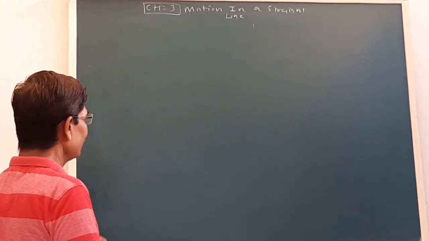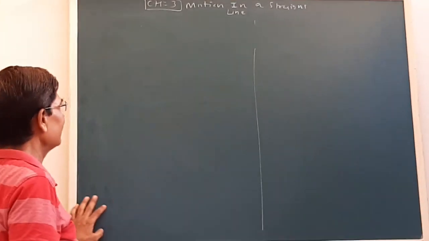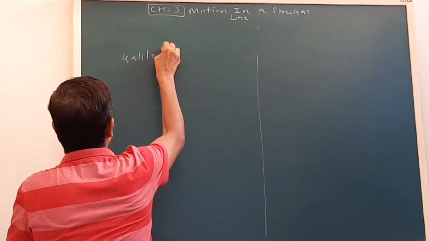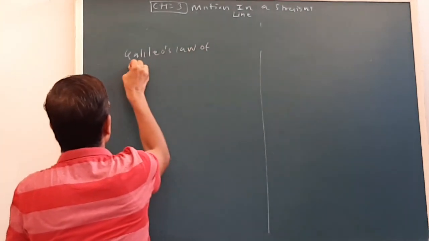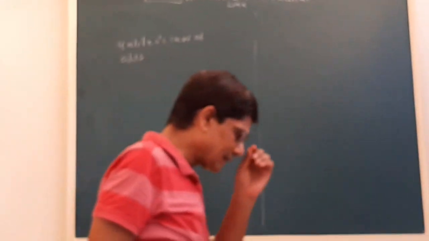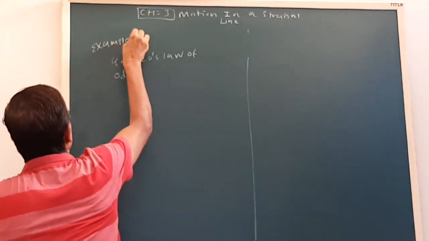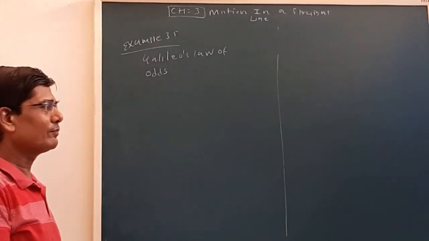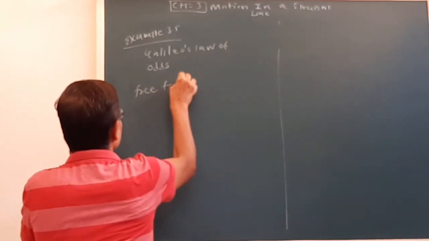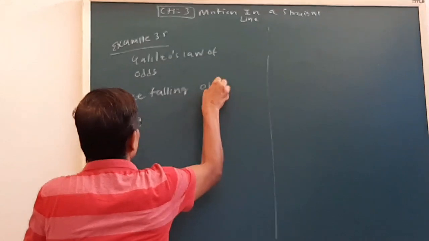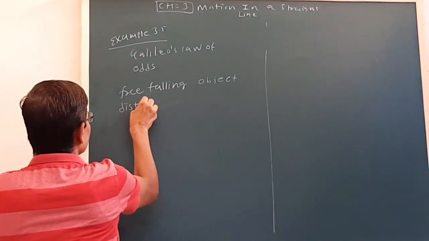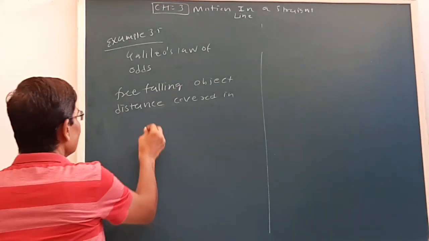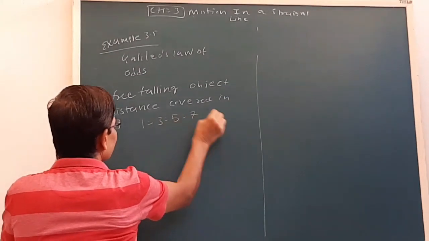A similar example is in our textbook, that is Galileo's law of odds. Here we have to prove that for a free falling object, the distance covered in consecutive time intervals will be in the proportion of 1 is to 3 is to 5.